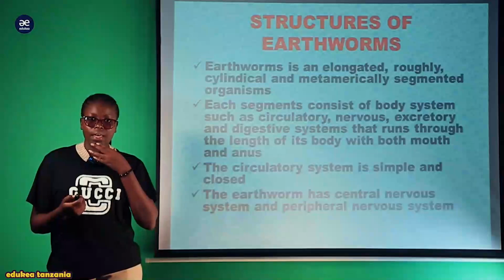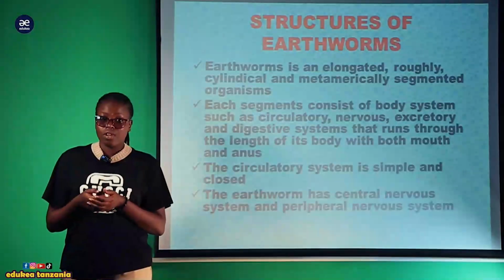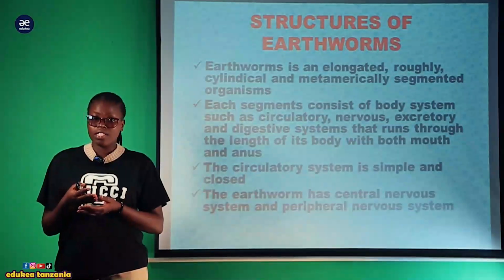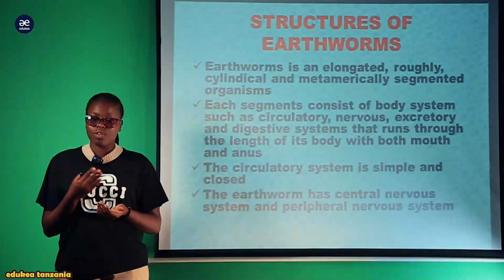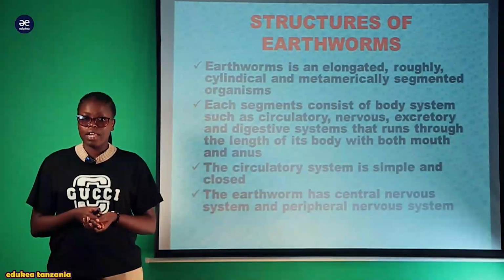Earthworm is one of the members of the class Oligochaeta. So it is an organism that belongs within the phylum Annelida. We want to discuss its structure as one of the representative members of the phylum Annelida.